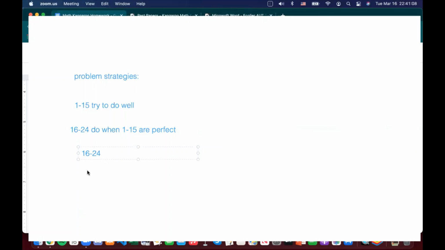16 to 24, do 1 by 1. Always do these 1 by 1. Once you finish a question, double check that. Then go on to the second question, double check that. Then the third question, double check that. And do these 1 by 1, different from how you did 1 to 15. Okay, so this is the main way that you'll be doing the problems.